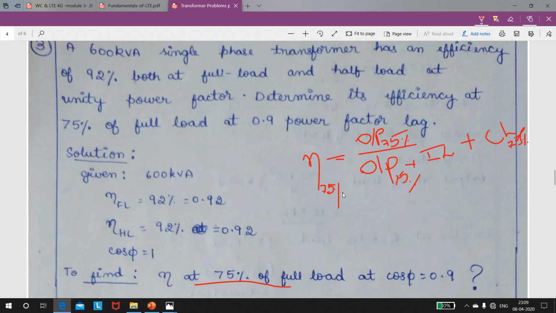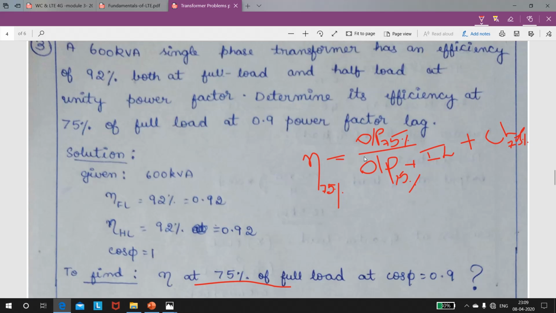So how can I proceed? First, efficiency at 75% you are going to find out, correct? Next, output at 75%. Can you calculate that? 600 kVA is given, so output at 75% you can easily find out. Next, what about the iron loss and copper loss? What do you know about it? Now if you see here, iron loss and copper loss is not given. If you don't know the iron loss and copper loss, how can you find out the efficiency at 75%? So what do you have to do?